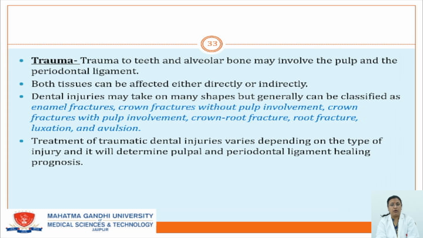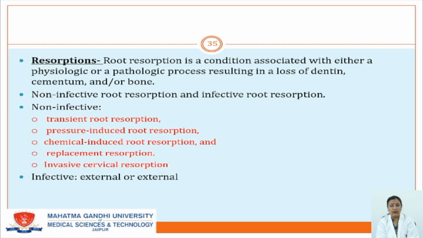So, trauma. Trauma to the teeth and the alveolar bone may involve the pulp and the periodontal ligament. Both tissues can be affected directly or indirectly. Dental injuries may also lead to endoperio lesions, with enamel fractures, crown fractures with pulp involvement, crown-root fractures, and avulsions. Thus, treatment of traumatic dental injuries also determines the pulpal and periodontal ligament healing process.